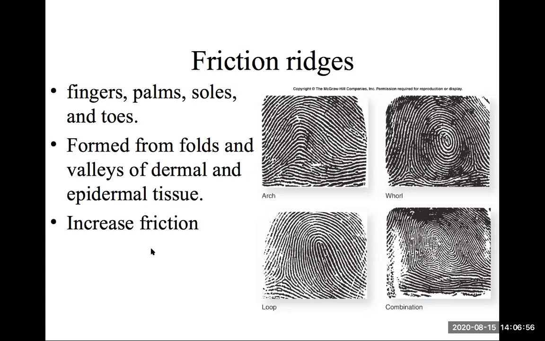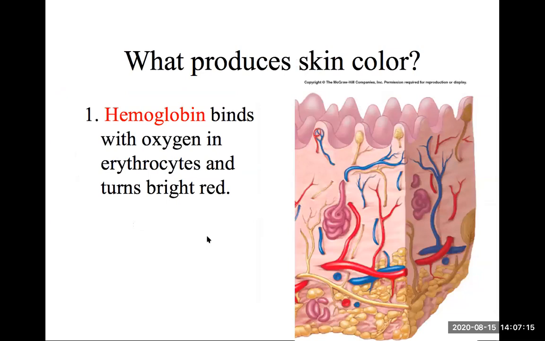But why do we have friction ridges? Well, it's thought that these help humans to move around their environment by increasing friction. Okay, they give you greater contact between your skin and whatever it is you're holding or climbing or pushing against. All right, so those are your fingerprints and other friction ridges.